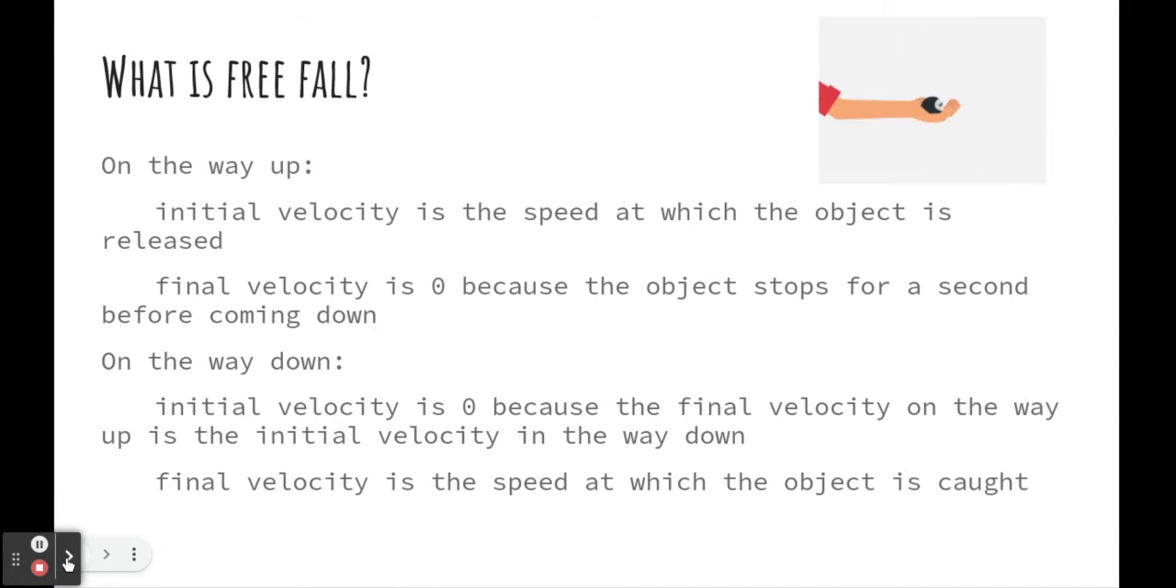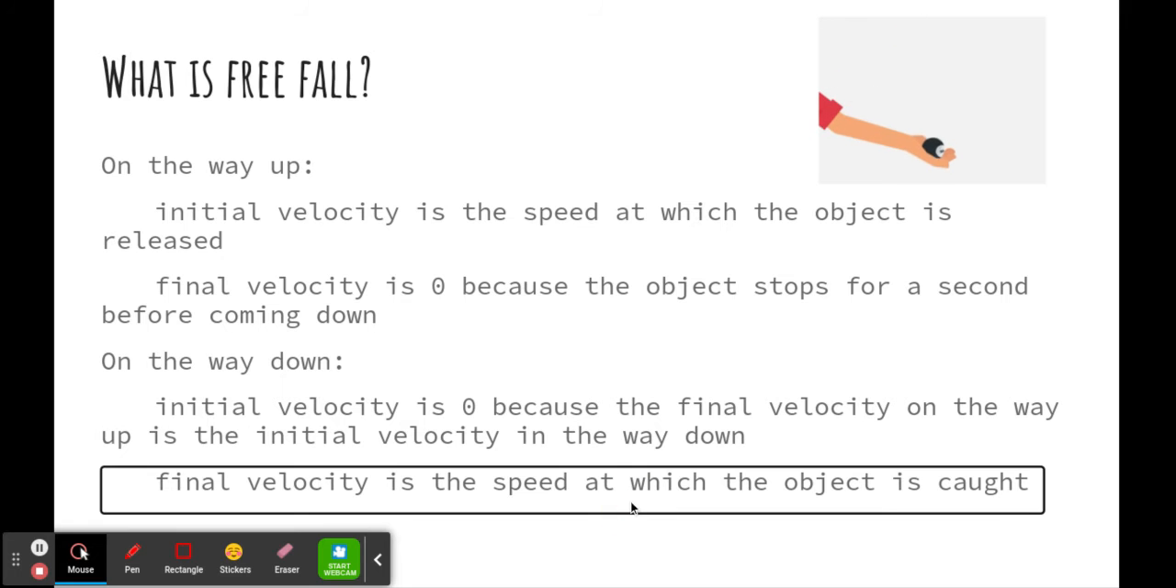Final velocity is the speed at which the object is caught.